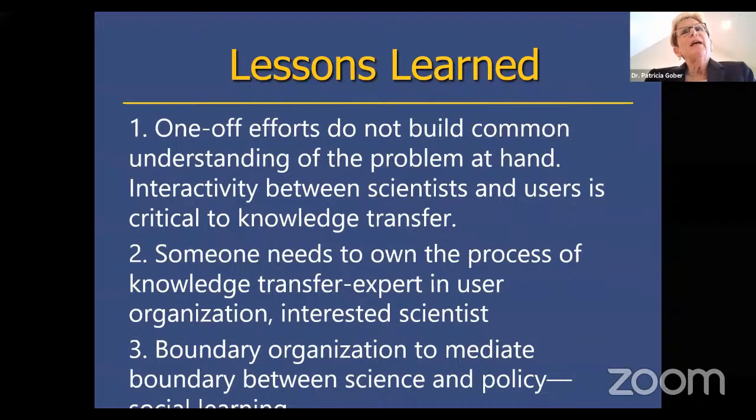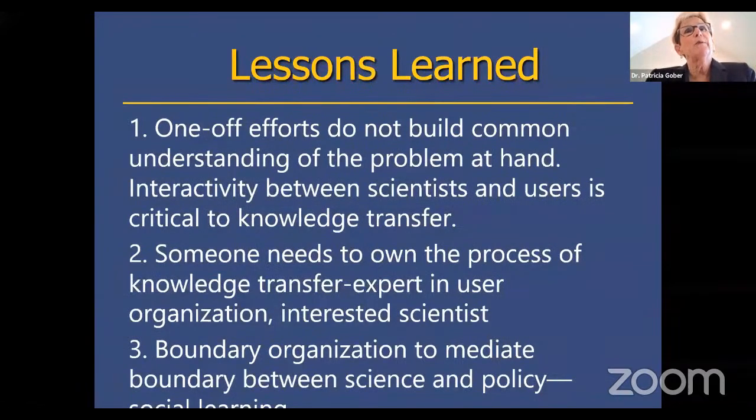We learned that one-off efforts don't build a common understanding of the problem at hand. A single research project seeking out stakeholders is unlikely to sustain the kind of research effort. It's an ongoing trial and error, and some things work and some things don't. After 15 years, we had a better idea of what was working for us and what wasn't. But the one-off efforts are really not going to get us where we want.